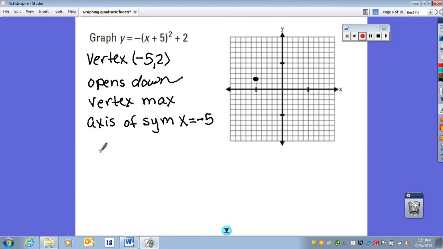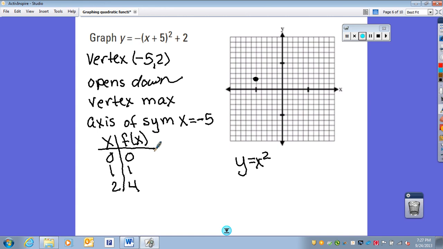Now let's find the other points that we're going to graph. So we recall the table that we started with for our parent function of 0, 1, and 2, remembering our parent function is y equals x squared: 0 squared is 0, 1 squared is 1, and 2 squared is 4. You might ask, is this what we use every single time? Absolutely.